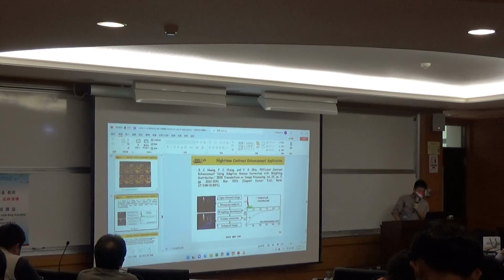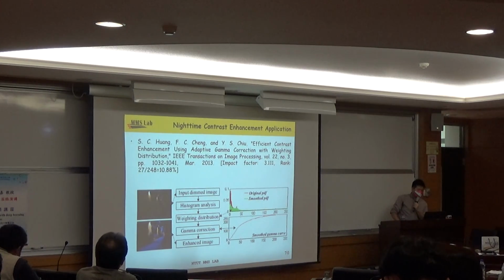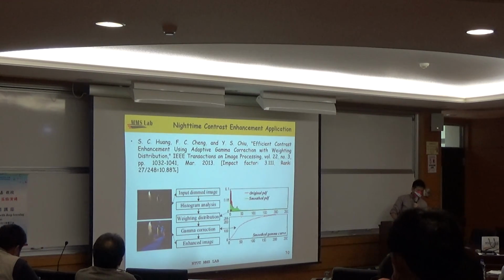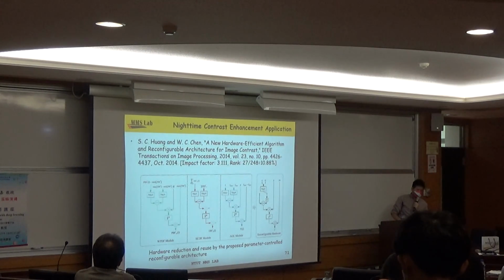Our first research work published in a journal is in IEEE Transactions on Image Processing, and this paper has almost 800 citations, close to 900. There are three steps. The first step is inputting the image, the second is histogram analysis, and we have a weighting distribution and gamma correction to get the enhanced image. And I also proposed the hardware design, a hardware efficient algorithm.